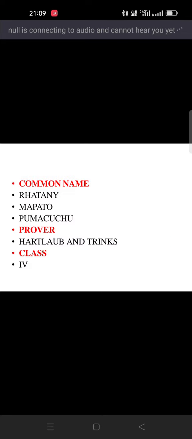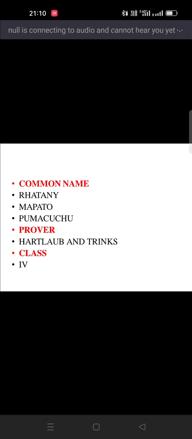And this medicine is also known as Ratani and Mapato, but rarely known as Pumacucho. Just try to remember the short name RMP, like we doctors usually use RMP. RMP means registered medical practitioner. So R for Ratani, M for Mapato, and P for Pumacucho. So you can remember it as RMP.